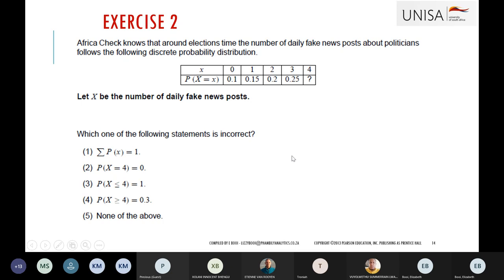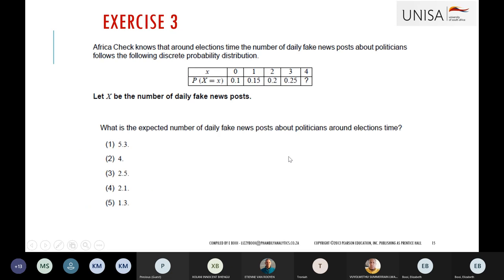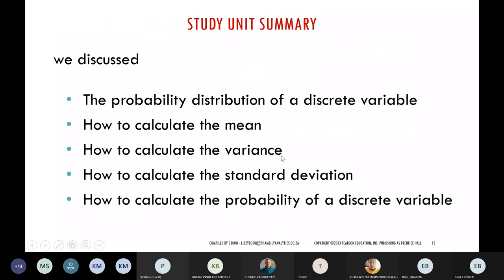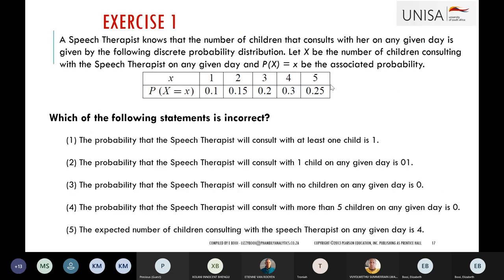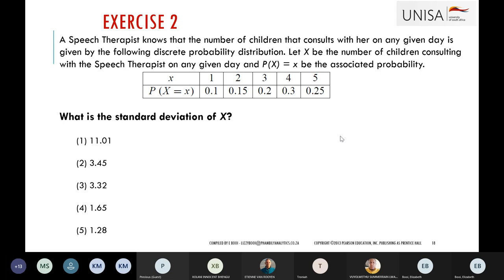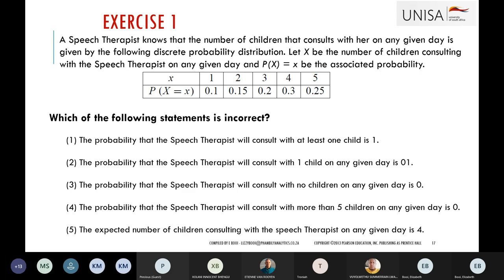So we're not going to go through this exercise. And also we did this exercise, we're not going to go through it. And today we're going to continue on that, on looking at the exercises or doing more activities on the discrete probabilities. If you have any questions, feel free to ask in between.